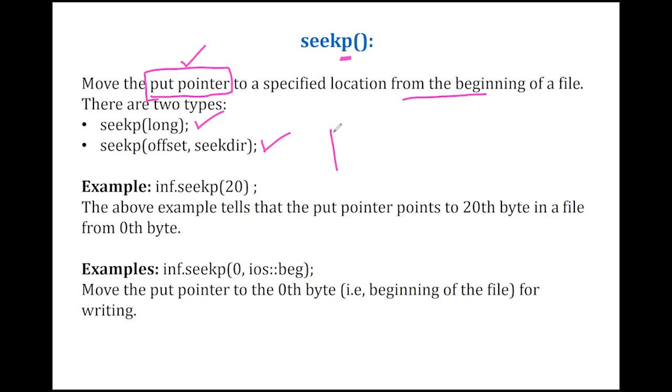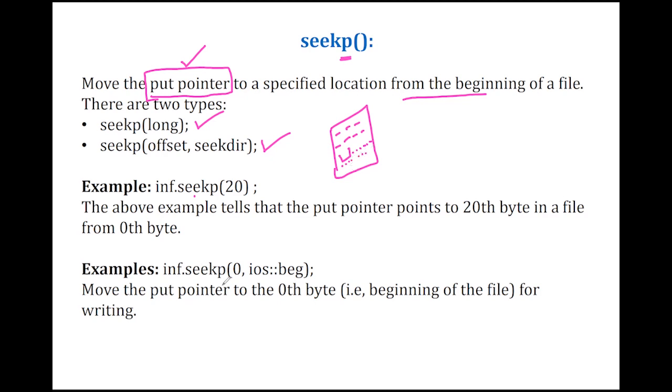For example, I have mentioned 20 here, seekp(20). It is nothing but I am going to move my put pointer to the 20th byte. From here I'm going to start writing onto the file, not reading. I will write onto the file.